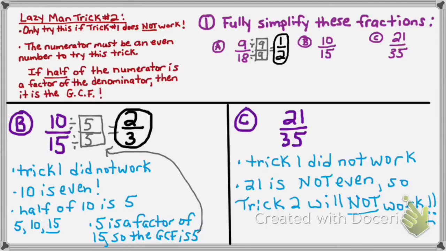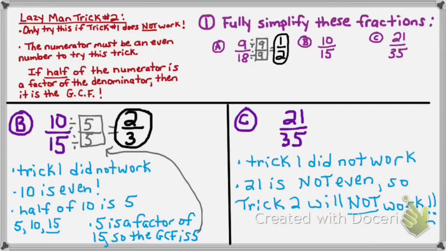Letter B, lazy man trick number 2 worked. Remember, I can only try lazy man trick number 2 if I tried number 1 and it doesn't work, and I did. Lazy man trick number 2 also only works if my numerator is an even number, and 10 was an even number. So what I do is I take half of that, half of 10 is 5. 5 was a factor of 15, because when I go through my 5 times tables, I do say 15. So 5 was the GCF that I was able to put in the window box.